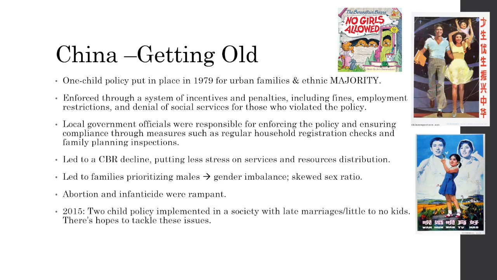In 2015, this one-child policy wasn't reversed, but it was up to a two-child policy. So you wouldn't face any fines for having two children. And this is because society in China was where late marriages were prominent. People were having little to no kids. And the government hoped to tackle some of these issues.